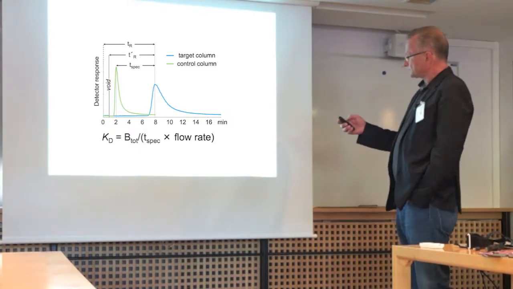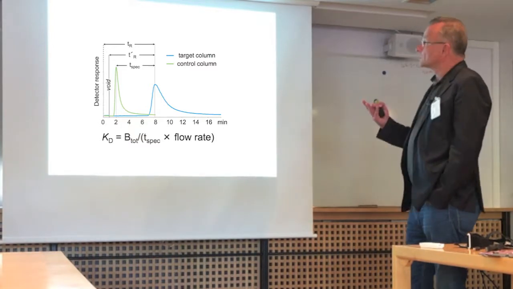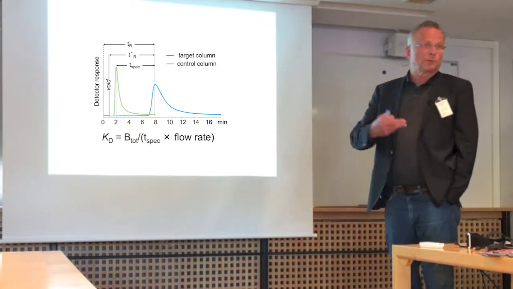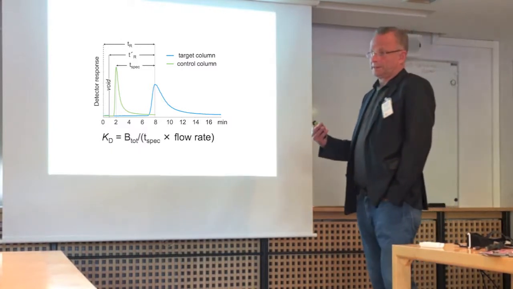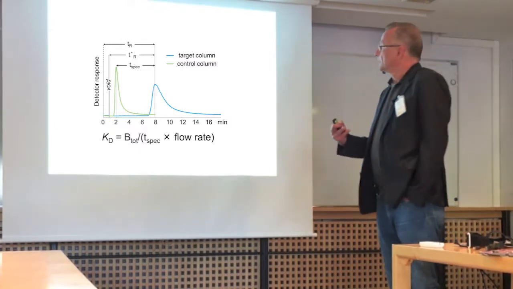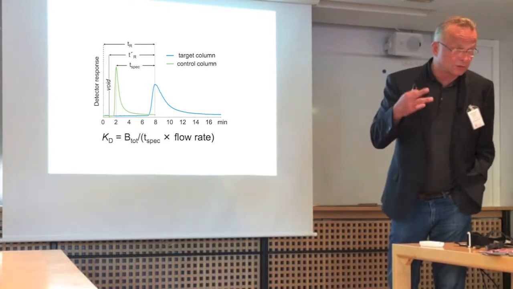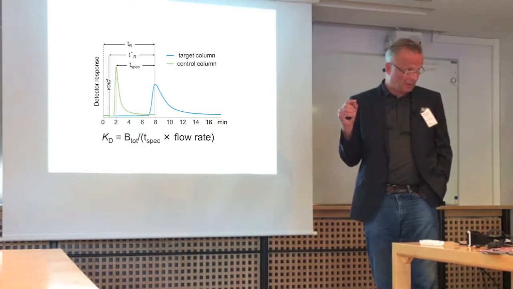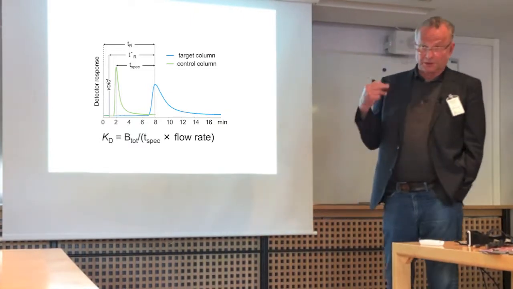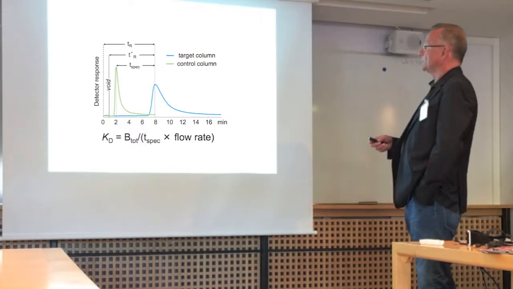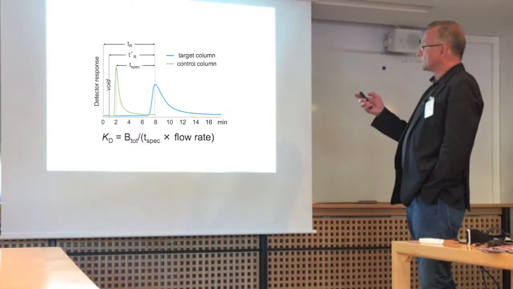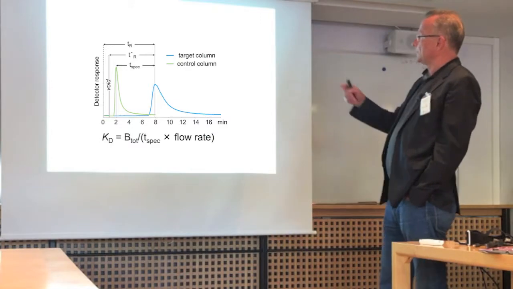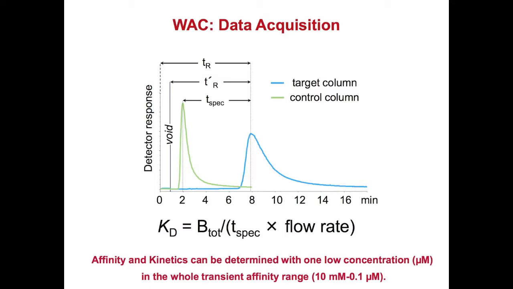So we have that. And after that, we can do control columns of different types: blank columns without target, or with an irrelevant target, or something else. I think the best control is actually the target itself, devoid of the activity we are looking at. But unfortunately we are not in that situation; we can do that many times. When you have the control column, that gives you some kind of interaction also. And the net of that is what I call the T-spec here, the specific retention time.